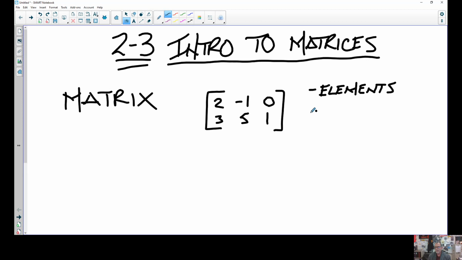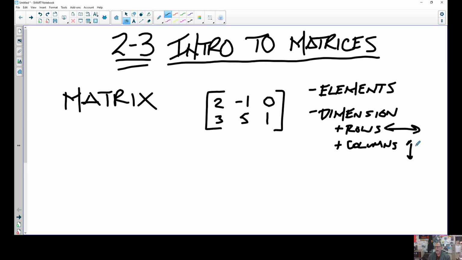When we talk about a matrix, the next thing we're going to talk about is the dimension of a matrix. The dimension is described by the rows and columns. Rows go this direction. Columns, just like on a building, go up and down. When we talk about the dimension of a matrix, we describe it as rows by columns, like 2 by 4. You put that x between a 2 and a 4 and call it a 2 by 4. We have rows by columns.